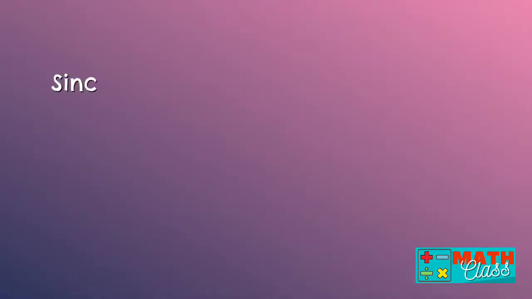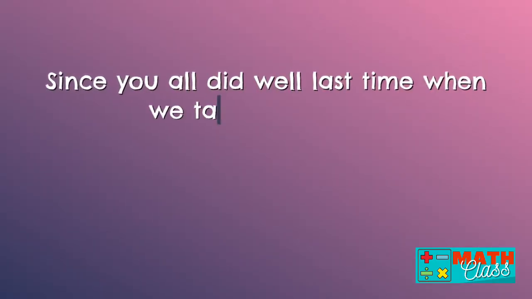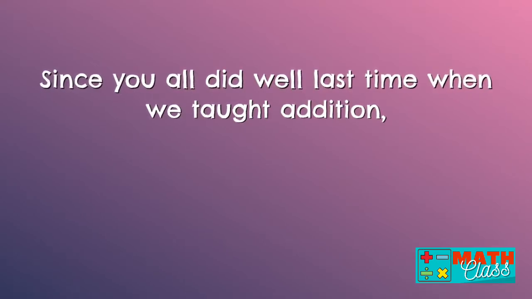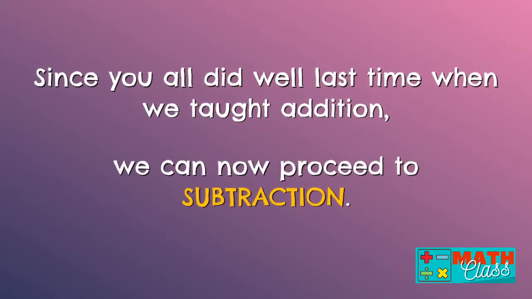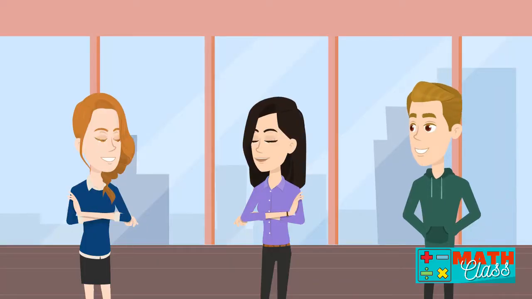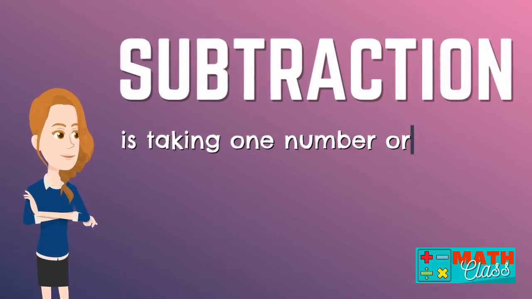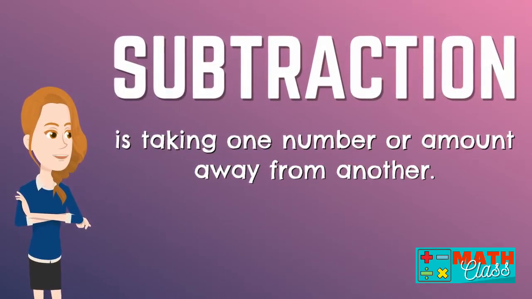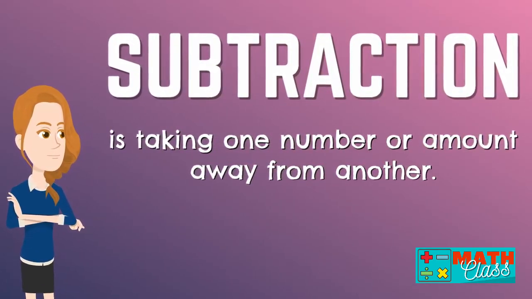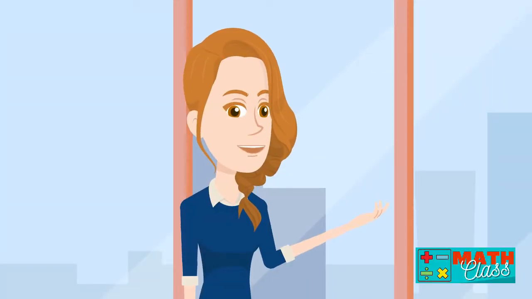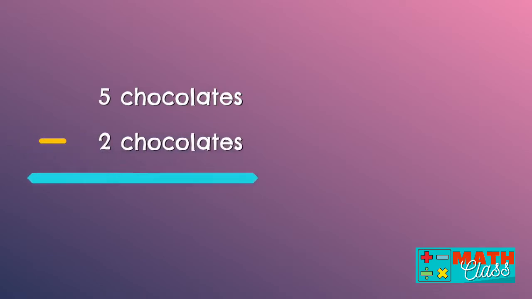Yup, since you all did well last time when we taught addition, we can now proceed to subtraction. But what do we mean by subtraction, Teacher Molly? Subtraction is taking one number away from another number. This is sort of like what Will did earlier. 5 chocolates minus 2 chocolates equals what?